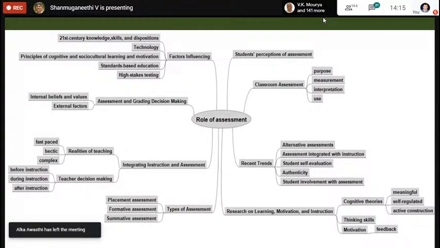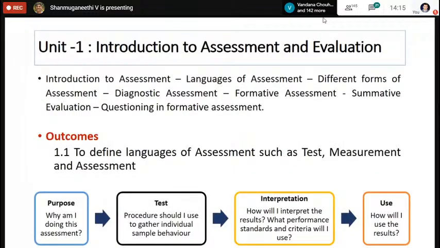These components are placed in these 8 modules. So that way, let me move to Unit 1.